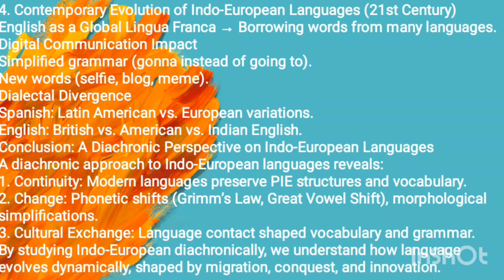In the conclusion, a diachronic perspective on Indo-European languages. By studying Indo-European languages diachronically, we see, first one is continuity: modern languages retain PIE structures. Then some changes are phonetic shifts, that is Grimm's law, the Great Vowel Shift, and grammatical simplification. After that, cultural exchange: language contact influenced vocabulary and grammar. This approach helps us understand how language evolves dynamically, shaped by migration, conquest and cultural interaction.